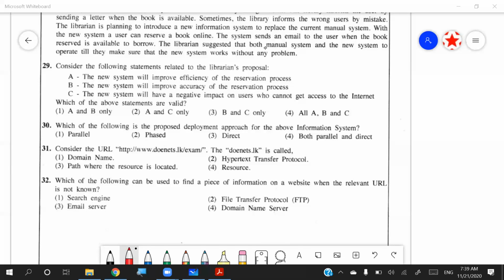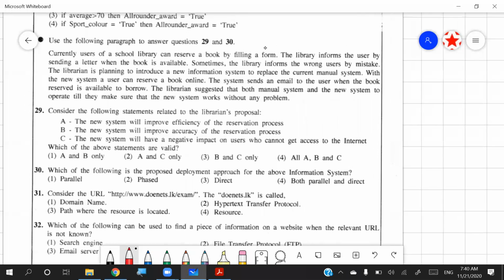So in the question, what they are asking is, which of the following is the proposed deployment approach for the above information system? Now, above information system means we have to go through this particular scenario. Here they have said that currently users of the school library can reserve books by filling in a form. The library informs the user by sending a letter when the book is available. Sometimes the library informs the wrong users by mistake. The librarian is planning to introduce a new information system to replace the current manual system.